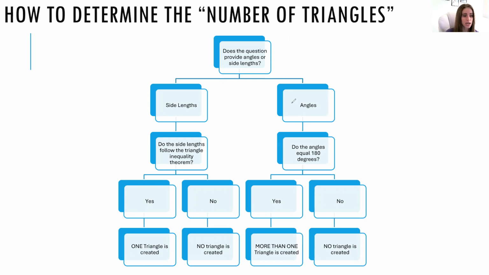With our flow chart here, we can either determine if a set of information is a triangle because they give us side lengths or because they give us angles. We're going to go through this flowchart in an example because I think that is the best way.